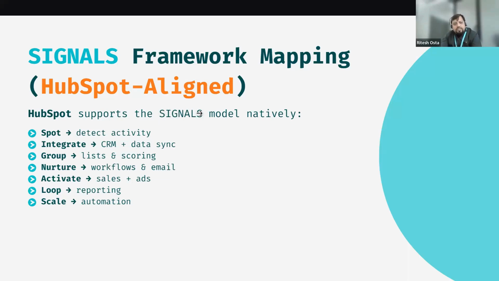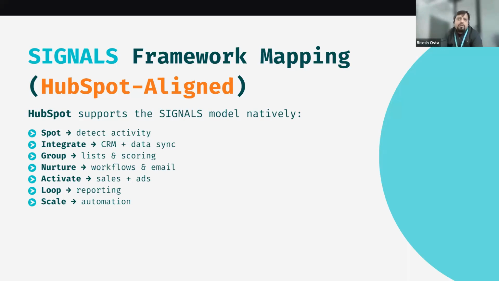Every letter in the word signals signifies a step. S stands for spot. Spot the signal out there. If there is a company that has gone through a merger or acquisition, or a company visited your website, integrate with your CRM. That means push the data into the CRM. If the company or contact is already there in your CRM, update it, enrich it, group it, create segments around it, nurture them, send them emails, SMSs, run some workflows, activate it, run some ads only on those companies and content.